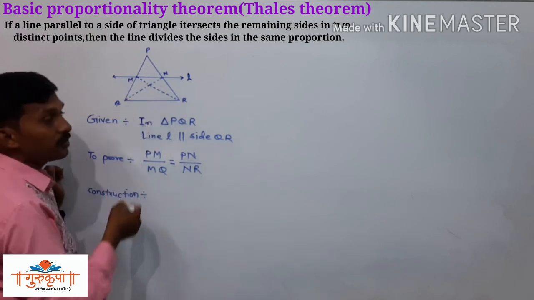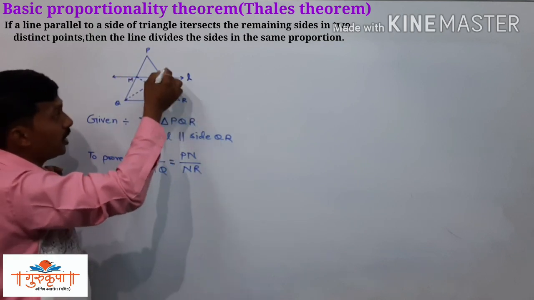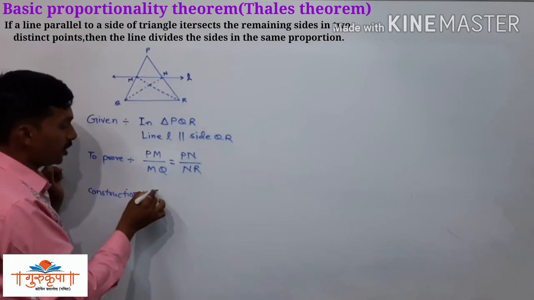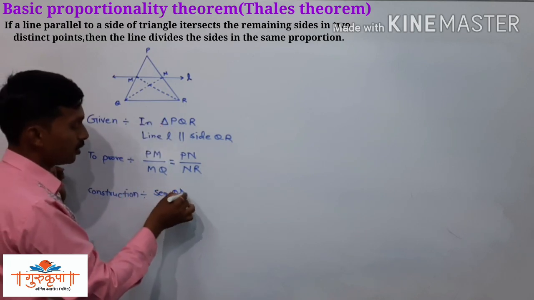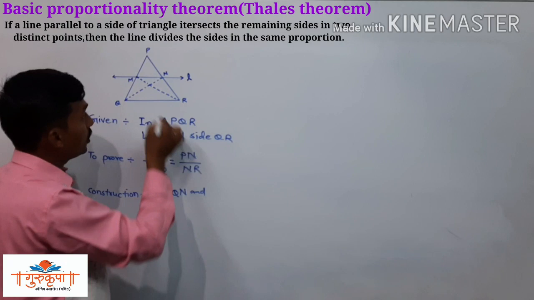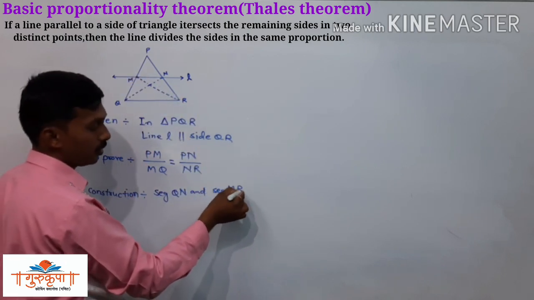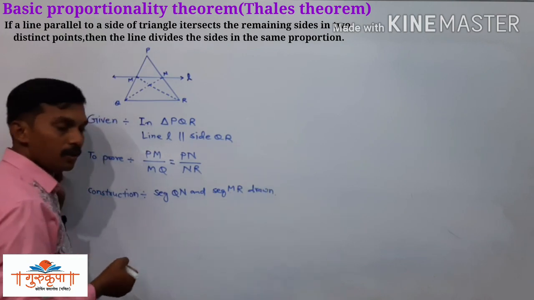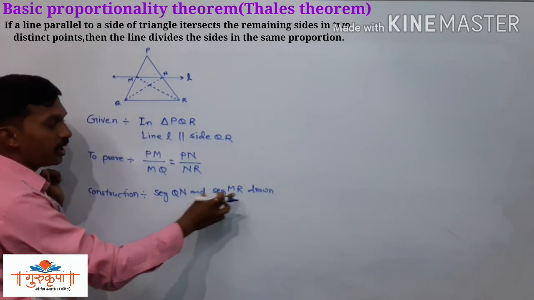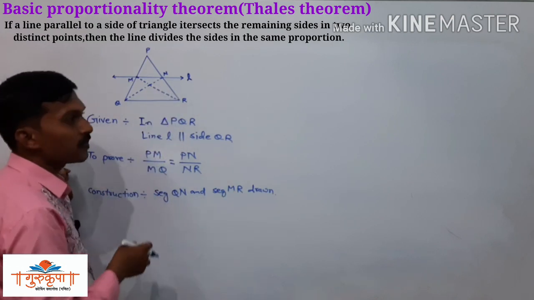So what construction we made here? We draw two segments, that is MR and QN. So here you can write seg QN and seg MR drawn. We draw two segments, that is seg QN and seg MR. We draw the two segments, that is the construction.